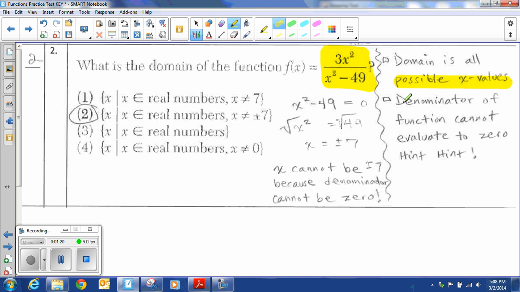So you ask yourself, what values of x will result in a denominator of 0? We set the expression in the denominator, x squared minus 49, equal to 0, and solve for x. As you can see, it's positive or negative 7. So this basically means x is in all the real numbers except for positive and negative 7.